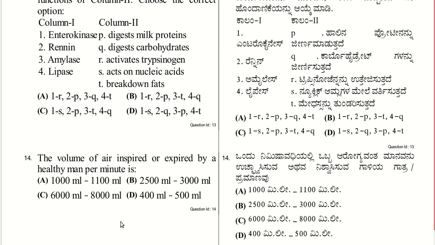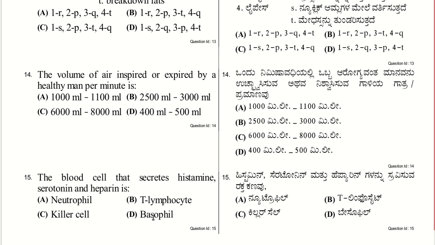The volume of air inspired or expired by a healthy man per minute is 6000 ml to 8000 ml. That is, 6 liters to 8 liters of air. That is what it implies, 6000 ml to 8000 ml. The blood cells that secrete histamine, serotonin and heparin are basophils. So basophil secretes histamine, serotonin and heparin.